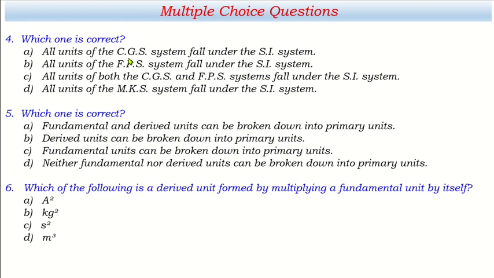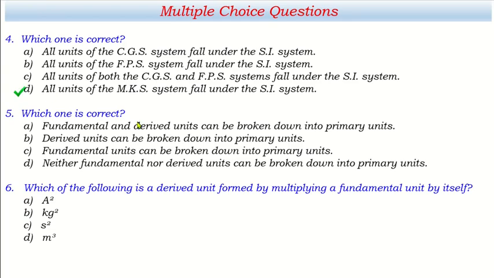Number 4, which one is correct? All units of the CGS system fall under the SI system? No. All the units of the FPS system fall under the SI system? No. Feet, pound, second is not present in the SI system. Centimeter, gram is not taken in the SI system. All units of CGS and FPS systems fall under the SI system. This is also incorrect. Now all units of the MK system fall under the SI system. Yes, M means length is measured in meter, K represents mass is measured in kilogram, S represents time is measured in second, and meter, kilogram and second, all these are taken in the SI system. That's why number D is the correct option.